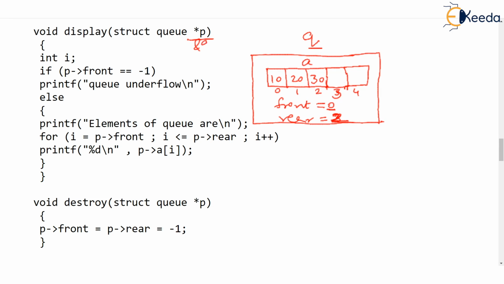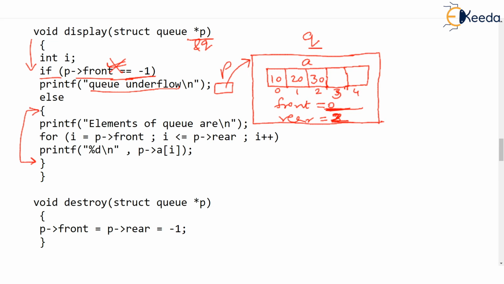As usual, we are passing the address of the queue to the display, so P points to the queue. Now, first things first, in the display, we will ask, is front -1? If front is -1, then there is nobody standing in the front of the queue. That means the queue is empty and there is nothing to display, isn't it? So if this condition is true, we are going to print queue underflow, or rather queue is empty and there is nothing to display. But what if front equal to -1 is false? As you see here, front is 0. So we will land in else and we will display the queue.